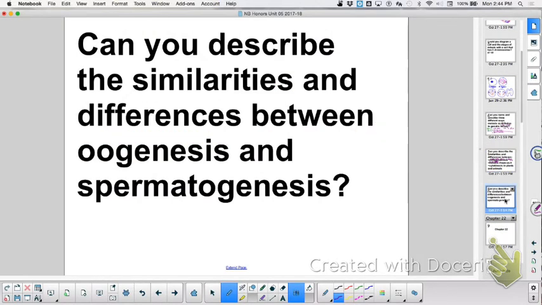Can you describe the similarities and differences between oogenesis and spermatogenesis? Oogenesis: one large egg, three little polar bodies. But in spermatogenesis, you'll make four haploid sperm. What does he wear on his head? Acrosome, his little cap. What's inside his cap? Enzymes to digest when he wants to make a diploid zygote. Remember? All right.